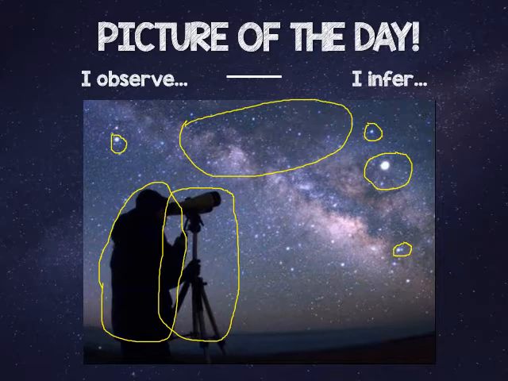What inferences can you make based on your observations? I infer it is nighttime because the sky is dark. I also infer the person is looking at the moon or stars because the telescope is pointing towards the big bright dot.